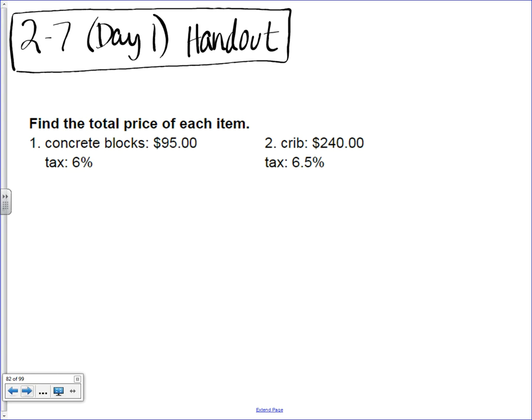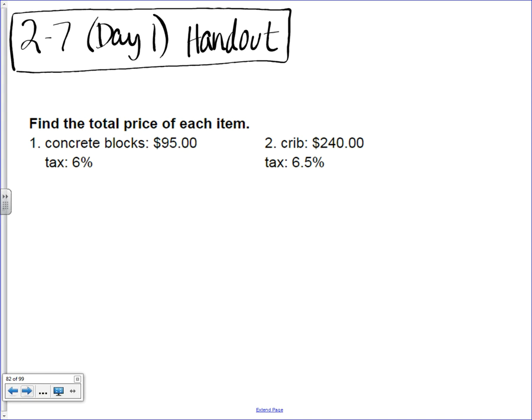That's why you see here in number 1, my tax is 6%, where in number 2, the tax is 6.5%. I'll give you some extra credit. If you look up the sales tax for Ottawa, Lucas, and Wood counties, bring it in and tell me what those tax rates are for those counties. Okay, so let's take a look here.